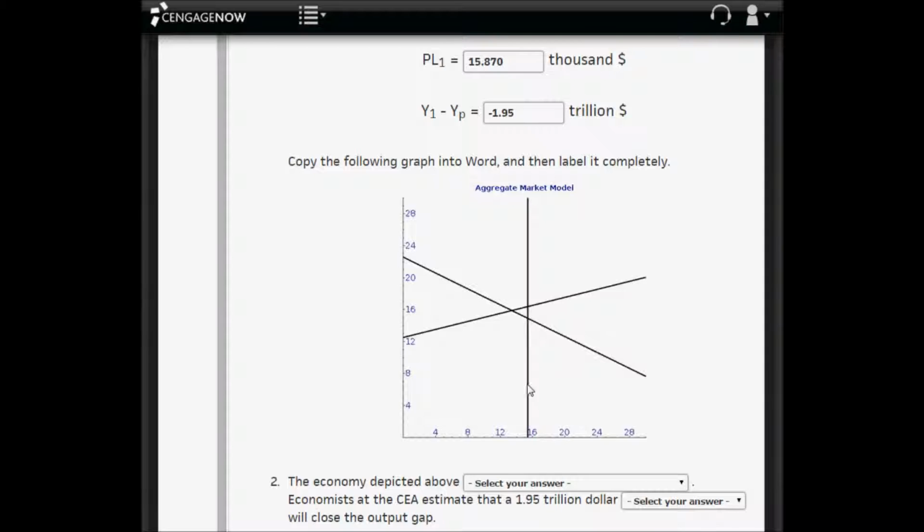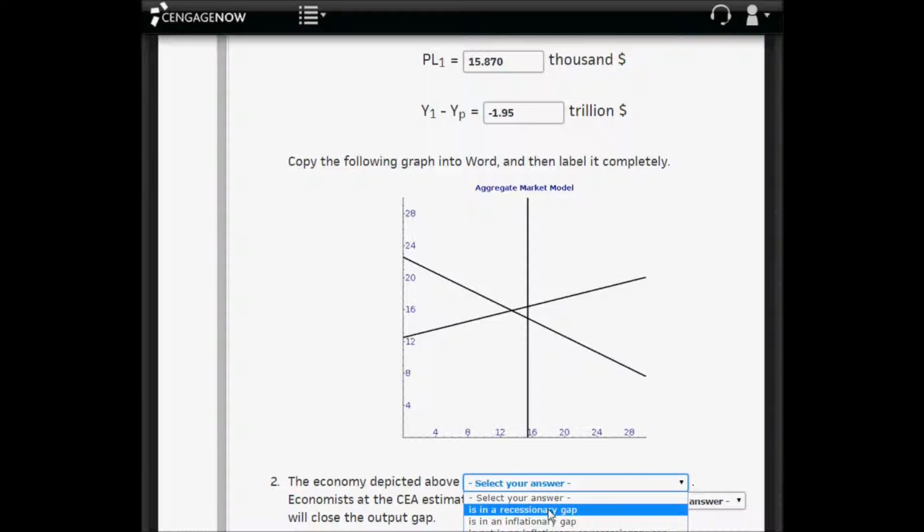This diagram is identical to the one in Excel. Short-run aggregate supply is relatively more elastic than aggregate demand. And this right here is long-run aggregate supply. You can see graphically that real GDP is less than potential. This axis is PLR, the price level, in thousands of dollars. This axis is labeled Y, real GDP, in trillions of dollars.